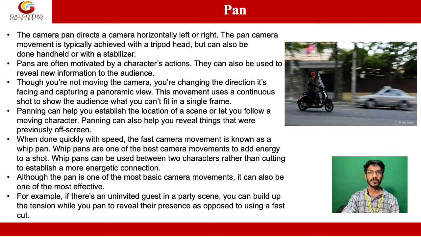The first type of camera movement we are going to discuss is pan. The camera pan directs a camera horizontally left or right. The pan camera movement is typically achieved with a tripod head but can also be done handheld or with a stabilizer. Pans are often motivated by a character's action. They can also be used to reveal new information to the audience.